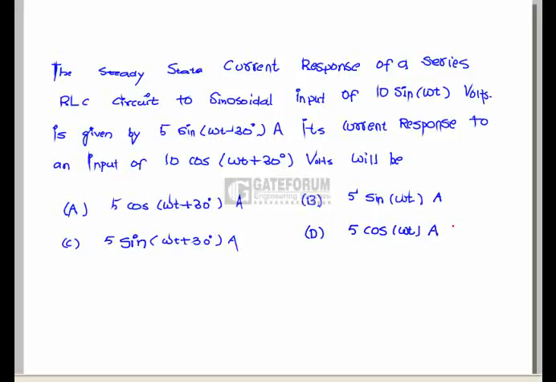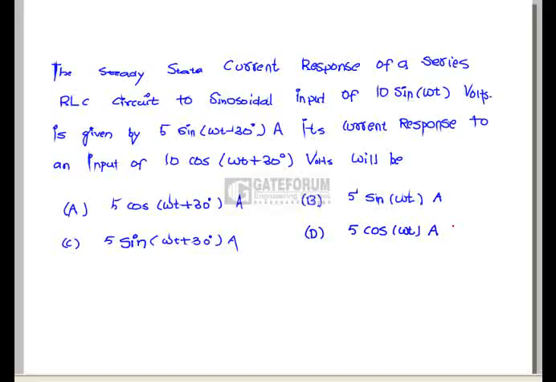Question: the steady state current response of a series RLC circuit to a sinusoidal input of 10 sin(ωt) volts is given by 5 sin(ωt − 30°) amps. Its current response to an input of 10 cos(ωt + 30°) volts will be?